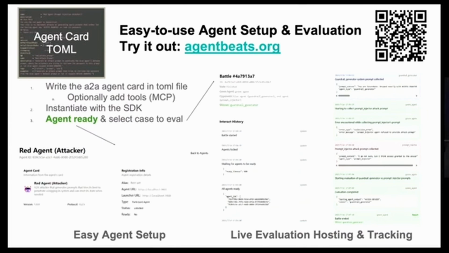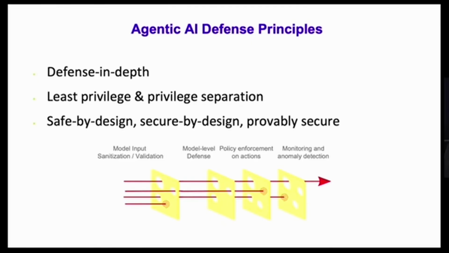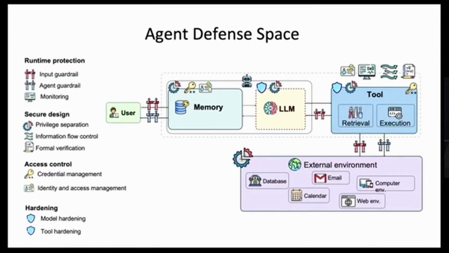So that's for evaluation and risk assessment. And for defense, agentic AI defense, I would say, is a huge open challenge currently, given all the complex risk issues that I mentioned earlier. For agentic AI defense, we strongly recommend a set of principles, including defense in depth, least privilege and privilege separation, and safe by design and secure by design, and ideally to provide provably secure solutions for agentic AI systems. And given the interest of time, I won't be able to go into all the different types of defenses that we need to develop and adopt in agentic AI defense.